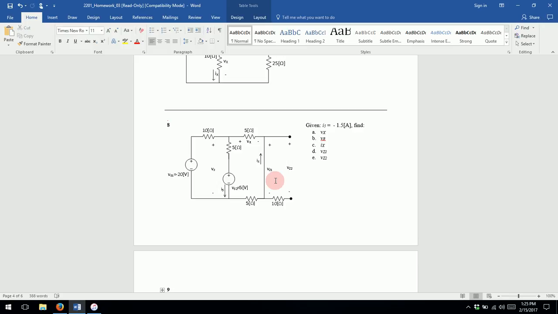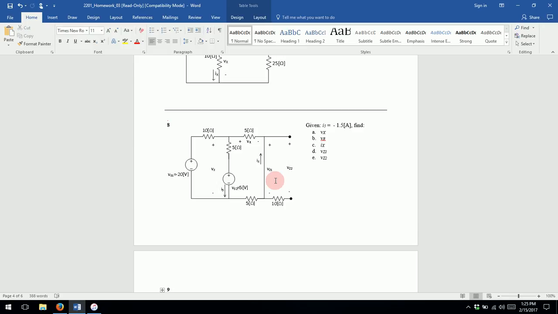So what's the final answer for Vx? I don't know. It's negative 1.5, 2.5, 7.5. So it looks like minus 2.5. Yes, something like that.